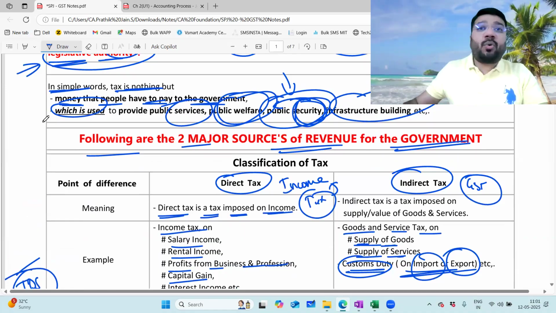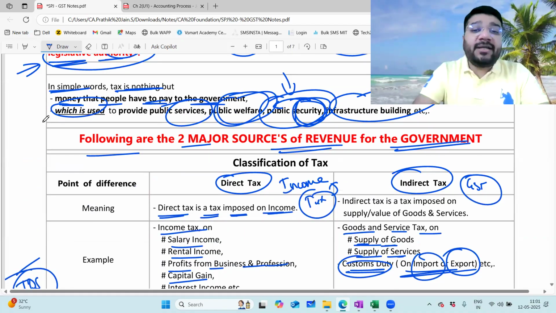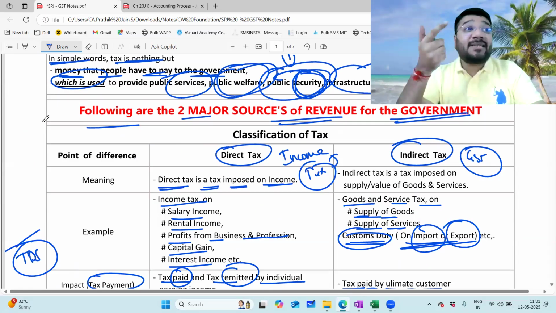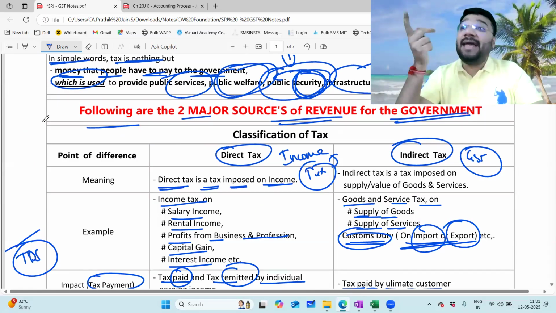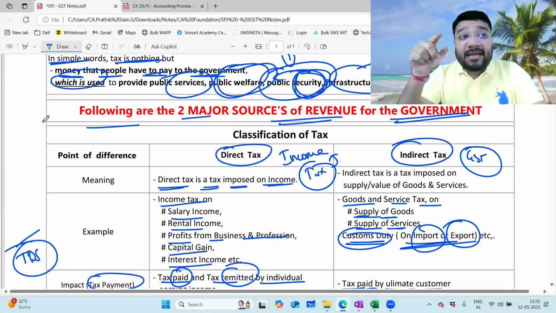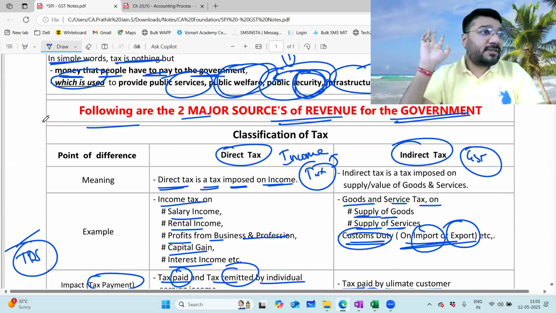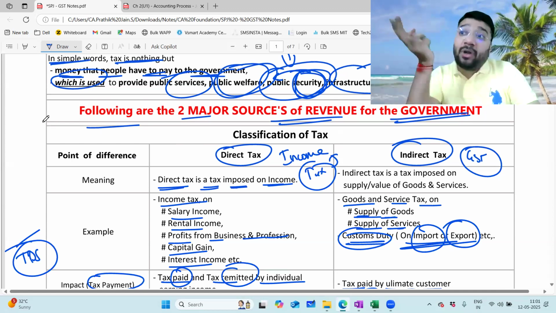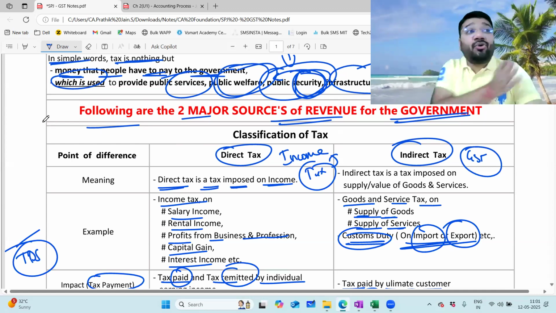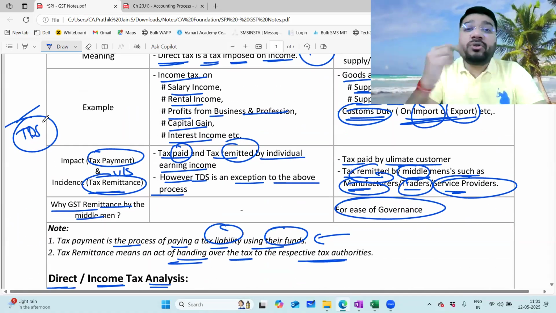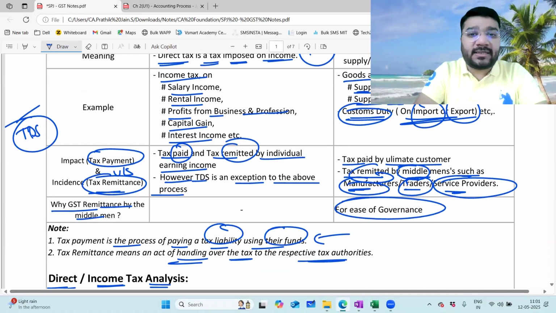So first of all, we understood what is the meaning of tax. Second, we understood what are the two different types of taxes, direct and indirect tax. Why tax is called direct? Why tax is called indirect? Both we understood. Direct tax is tax on income, whereas indirect tax is tax on your goods and services. That also is from income only, but it is not on your income directly. It is through your goods and services. Then we understood who's the taxpayer, who's the tax remitter in both the cases.